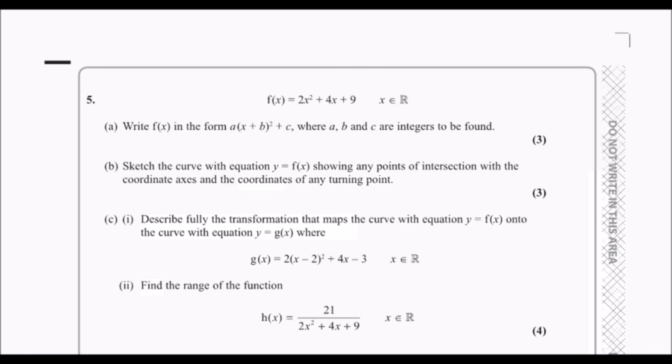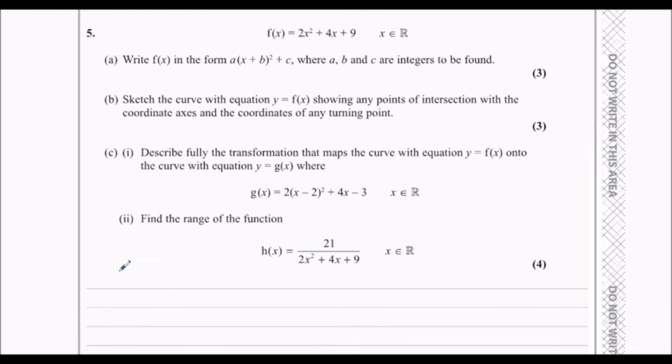Question 5. So we've got f of x is equal to 2x squared plus 4x plus 9. And we need to write this function in the form a(x plus b) squared plus c. We need to complete the square. So we're completing the square on this function for part A. So let's go straight into that.